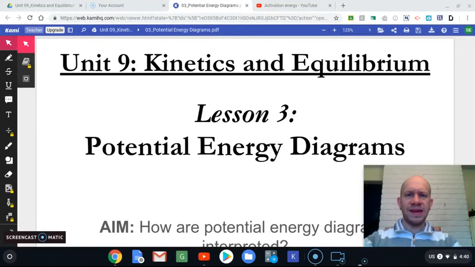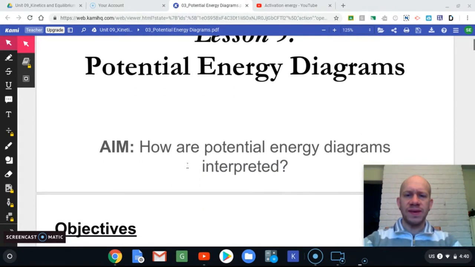This is Unit 9, Kinetics and Equilibrium, Lesson 3, Potential Energy Diagrams. How are potential energy diagrams interpreted?